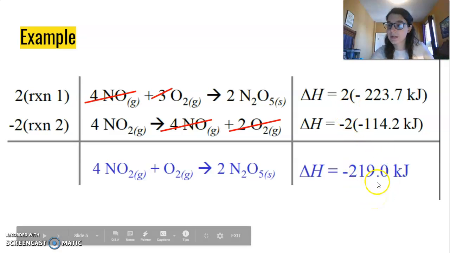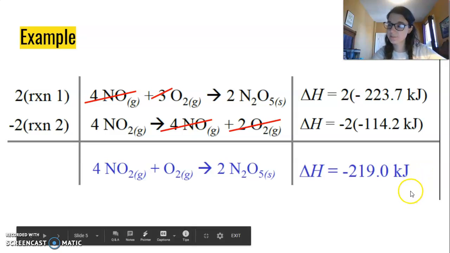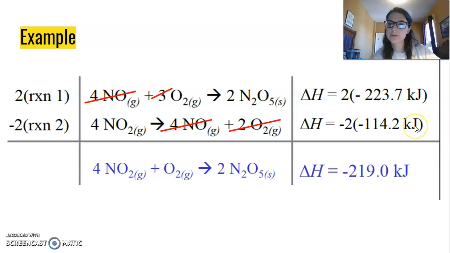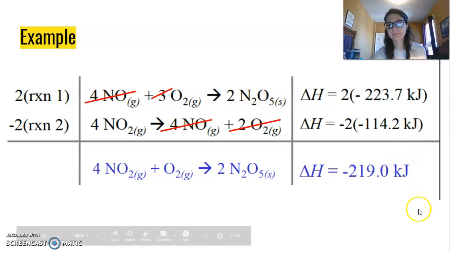And then to find that delta H, all I have to do is sum together these two values, and I get negative 219.0 kilojoules. You also have to pay attention, are these values in kilojoules or joules? So with the data that they give you in that first chart, be sure that all your units are the same. Don't just add them together and ignore the units. If one of these was in joules, I would want to change it to kilojoules so that I can just add them all straight together.